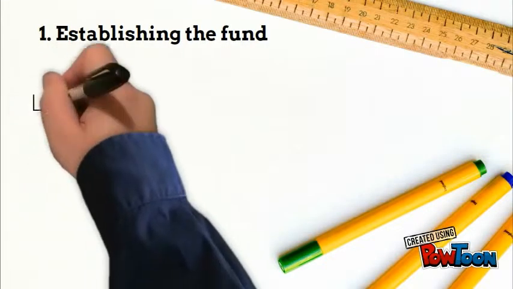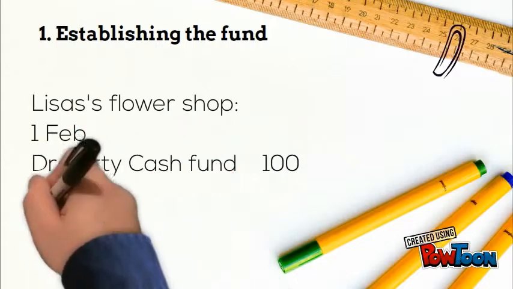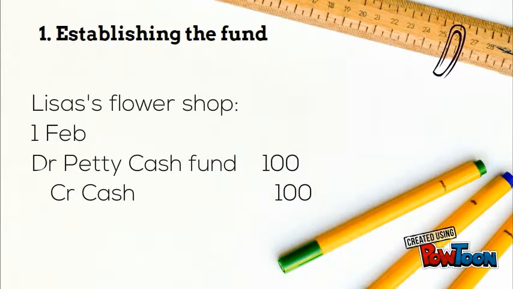A petty cash fund is established by writing a check for the amount of the fund, cashing the check and placing the cash under the care of the custodian. A journal entry is then made to record the establishment of the fund. For example, Lisa's flower shop cashes a check of $100 to establish the petty cash fund. The entry recorded would show an increase in petty cash and a decrease in cash.